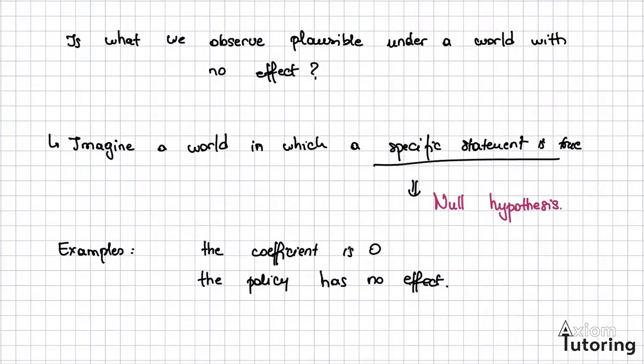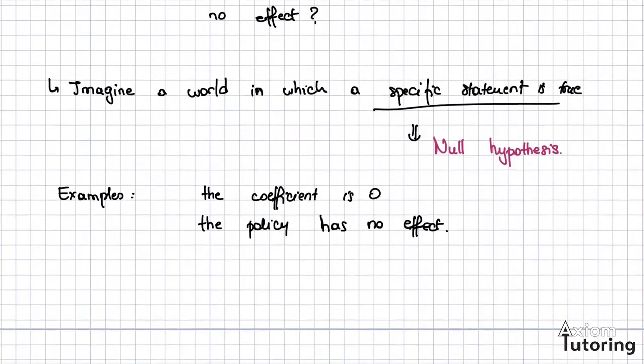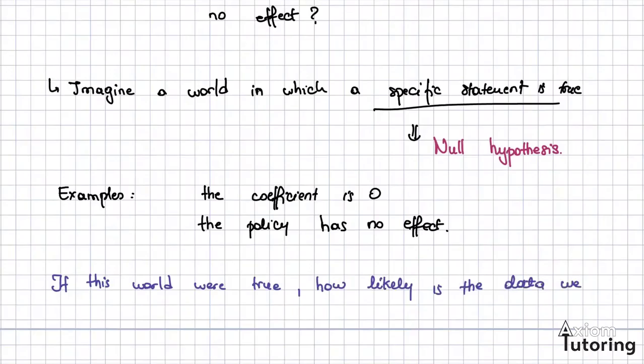So after that, we can ask, if this world were true, how likely is the data we just observed? And I'm going to put this in a different color because this is basically the whole intuition behind what the hypothesis testing is doing. If this world were true, how likely is the data we just observed?